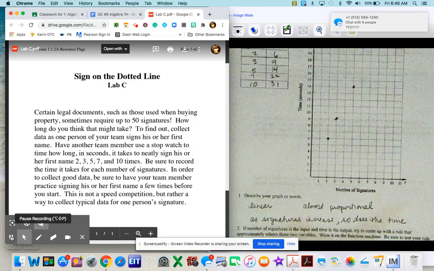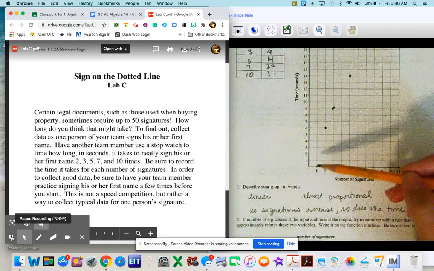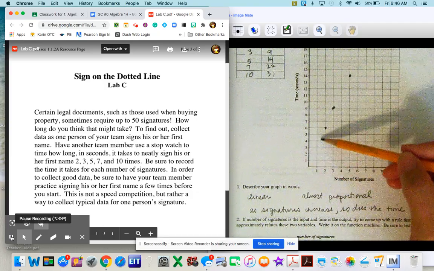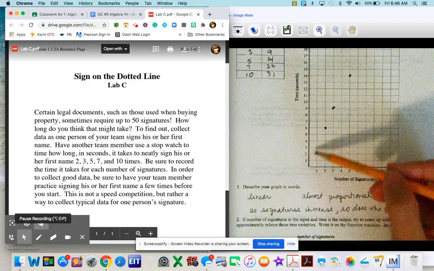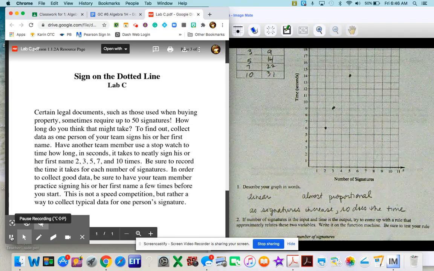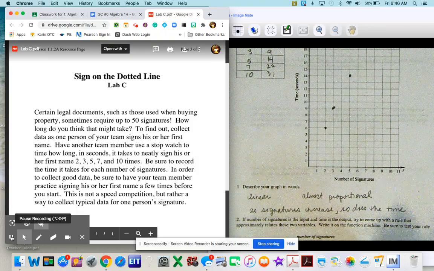And it is almost proportional because in addition to being linear, if you had 0 signatures, the time would take 0, so (0, 0) would also be kind of a data point in here. So you might have remembered that term from last year. You could have also said that as the number of signatures increases, so does the time.